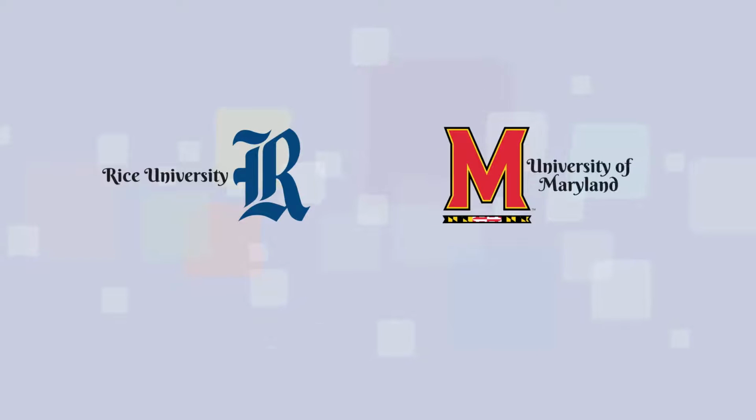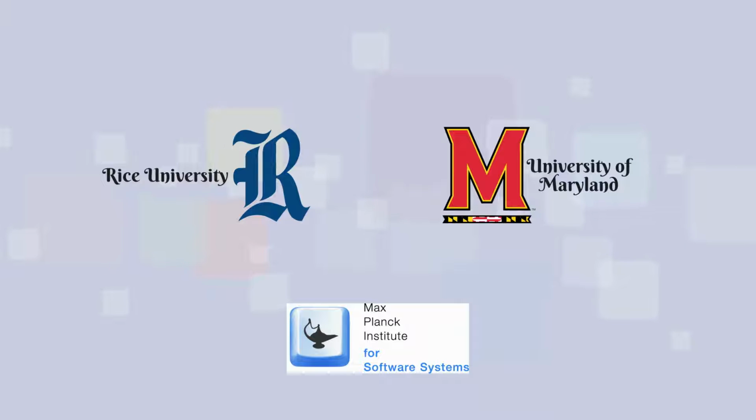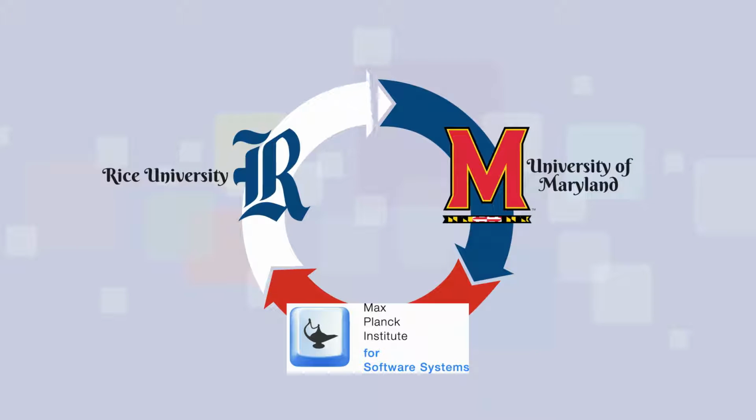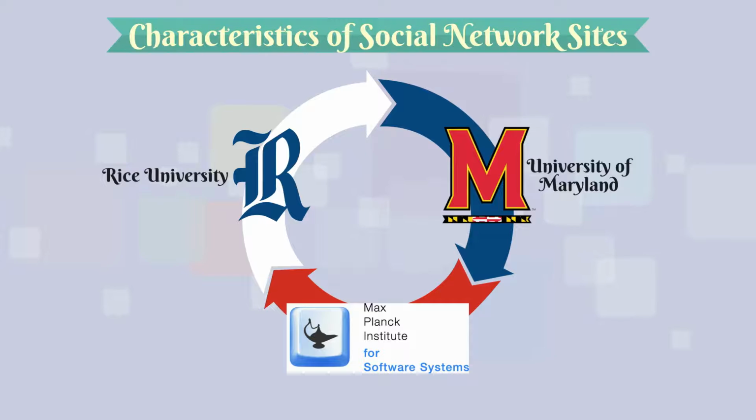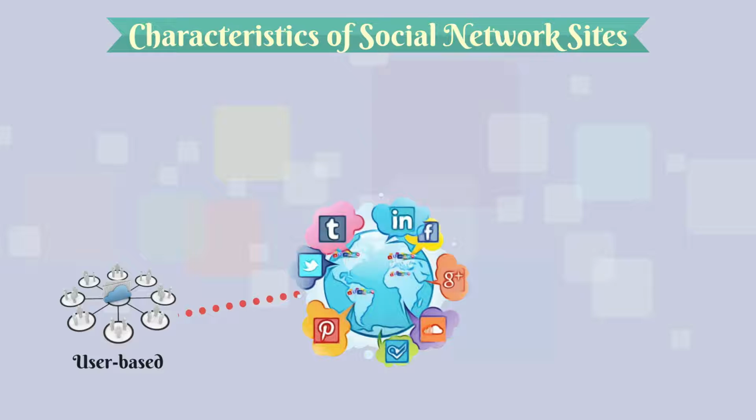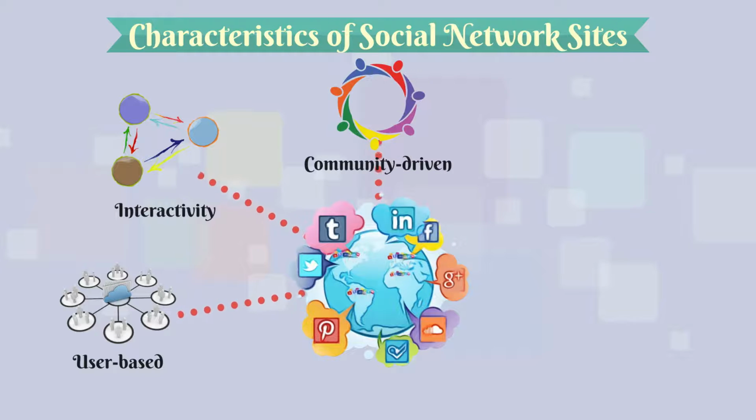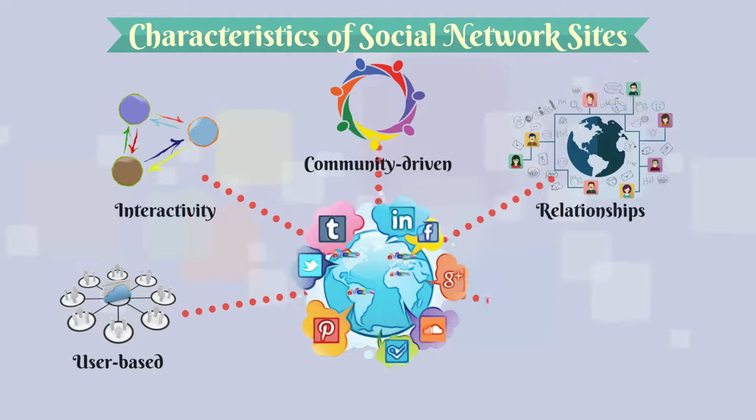Based on a study conducted by Rice University, the University of Maryland, and Max Planck Institute for Software Systems, a successful social network site or SNS has the following characteristics: user-based, interactivity, community-driven, relationships, and emotionality.